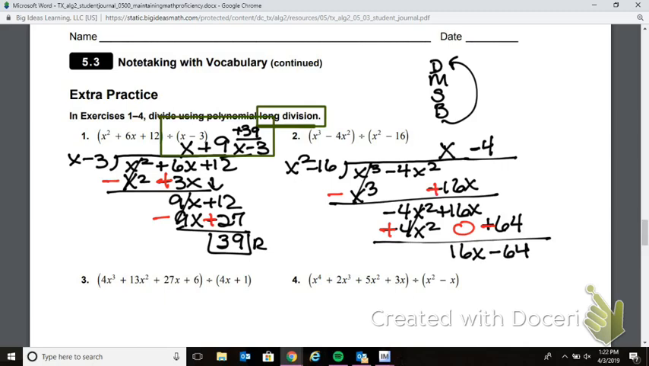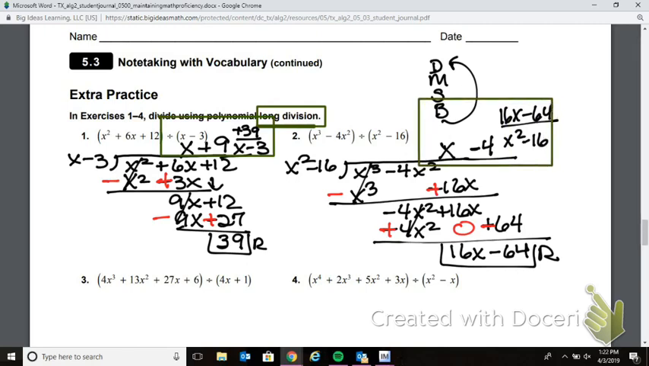minus 64. This whole thing is your remainder because you can't do x divided by x squared, right? So once you end up with something smaller than your divisor, then you know you're done dividing. So that's your remainder, so we'll add that up top. So we have x minus 4 is the quotient, and then we have remainder 16x minus 64 over the divisor, which is x squared minus 16. This whole thing's your answer.